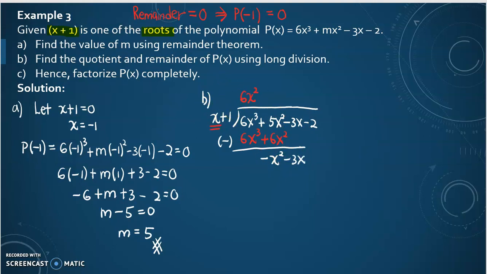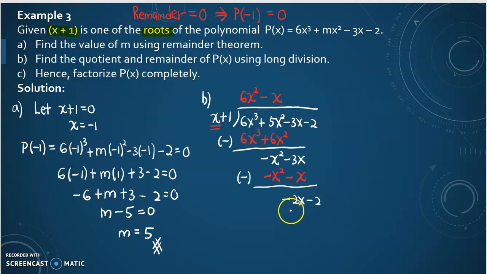Next, in order to get negative x squared from x, I have to multiply by negative x. So x times negative x is negative x squared, 1 times negative x is negative x. Then subtract, and we can cancel out the first term. Negative 3x minus negative x: negative is positive, so negative 3x plus x is negative 2x, minus 2.